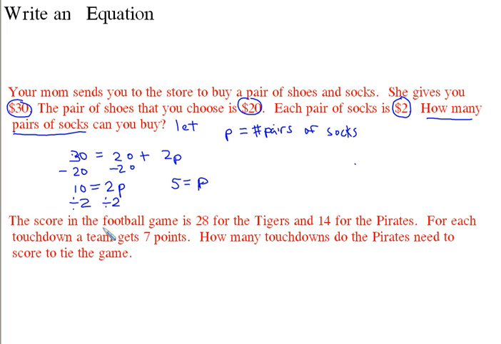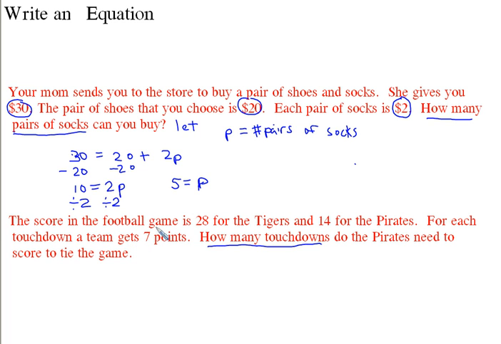Next problem. The score in a football game is 28 for the Tigers and 14 for the Pirates. For each touchdown, a team gets 7 points. How many touchdowns do the Pirates need to tie the game? So we're looking for how many touchdowns they need. And if you are a football fan, you probably instinctually know the answer to this, but again, if it says write an equation, we still have to figure out how to do that.